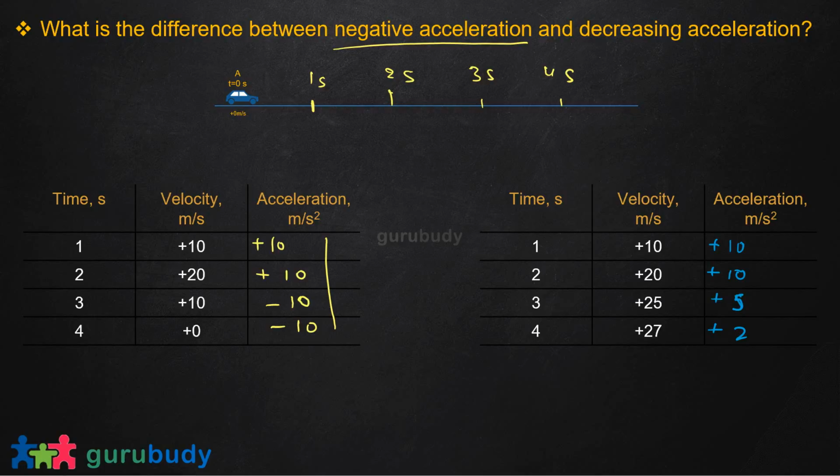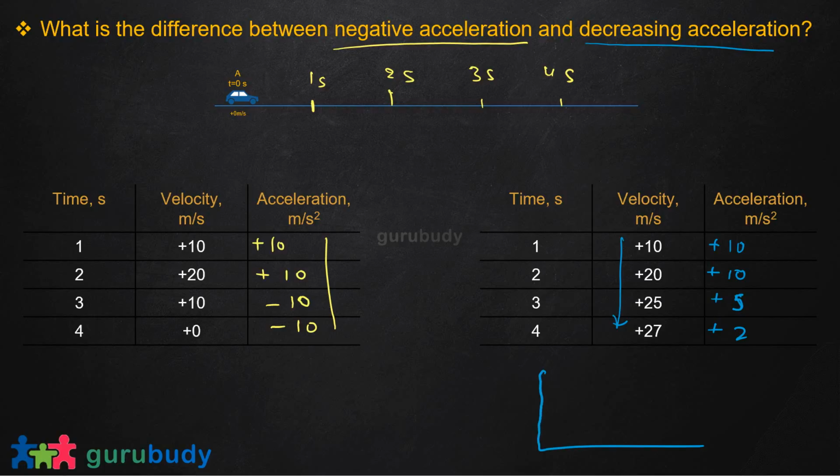Now, one thing we can look at is that the acceleration direction is positive throughout the motion. It's not negative. So the object is always speeding up. As you can see, the velocity is always going up, right? But the value of the acceleration is decreasing. Initially the magnitude was 10, now it is 5, then it becomes 2. So this type of motion, where the acceleration is in the same direction as the velocity but its magnitude is decreasing, is a decreasing acceleration example.